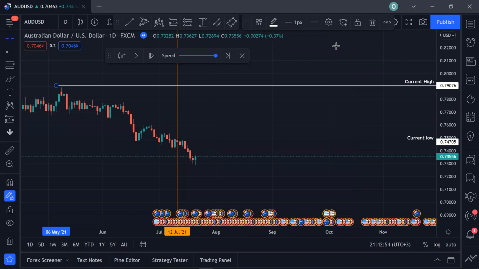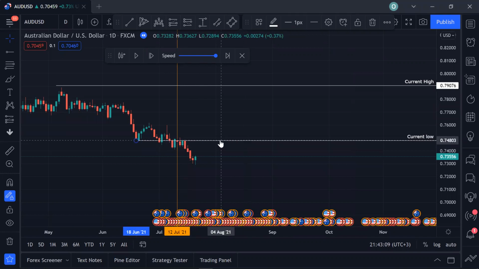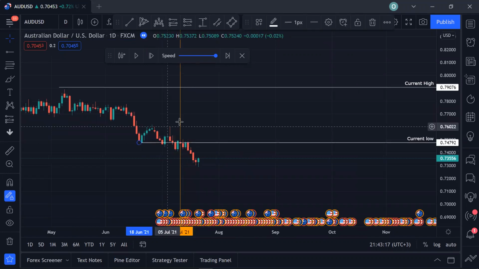Okay, so I will start moving these candles, assuming that this was our current low. Again, I will move them here. Okay. Clearly, when this moves down here, this is before this line here.